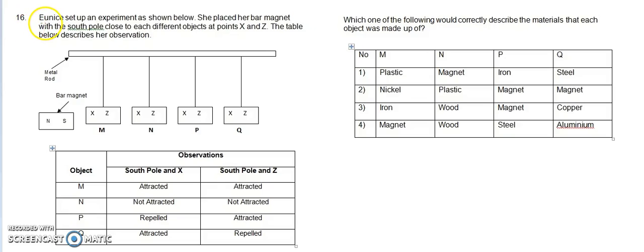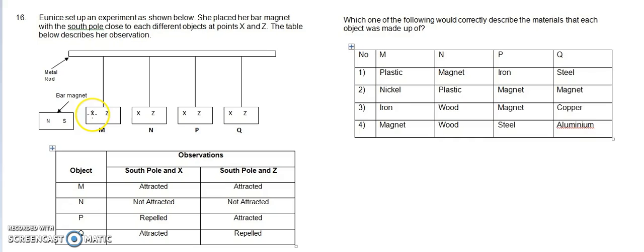Question 16. Eunice set up an experiment as shown below. She placed her bar magnet with a south pole close to each of the different objects at points X and Z. The table below describes her observation. So she used this bar magnet here with the north and south. She uses the south pole and places it at each end of M, N, P and Q.